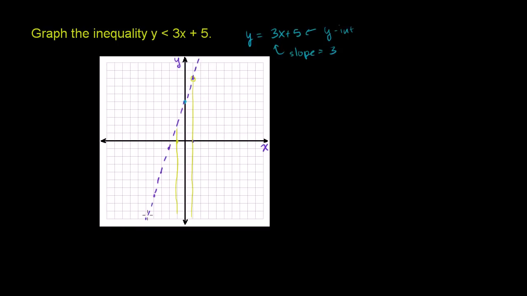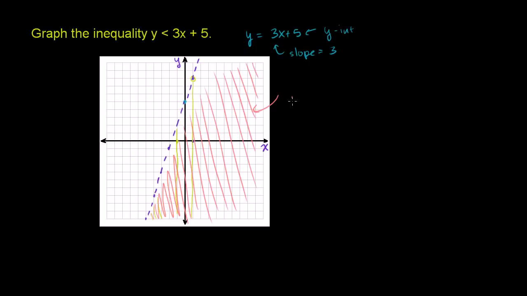So for all of the x's, it's going to be this entire area. Let me draw it a little bit neater than that. It's going to be this entire area that's under the line. I'll do it in this orange. It's a little easier to see. So this entire area under the line is y is less than 3x plus 5.